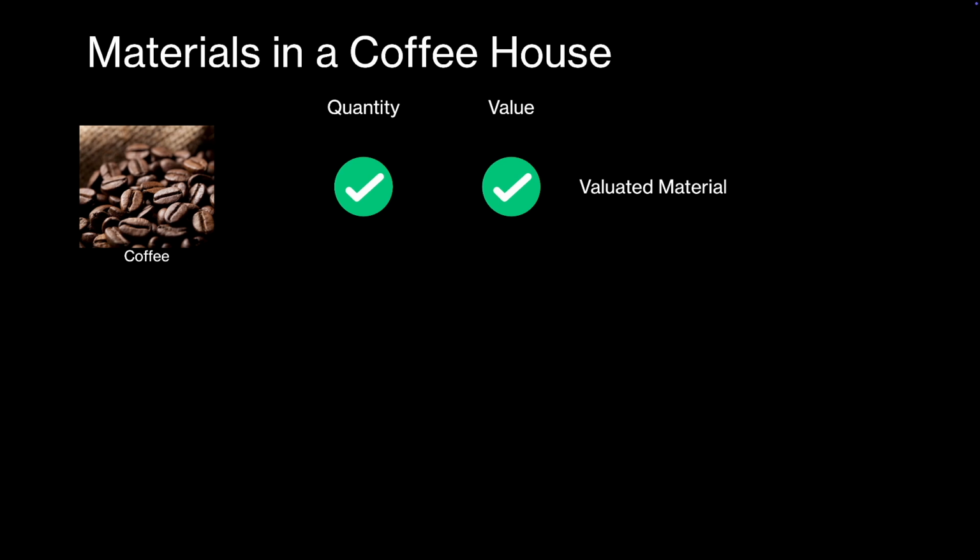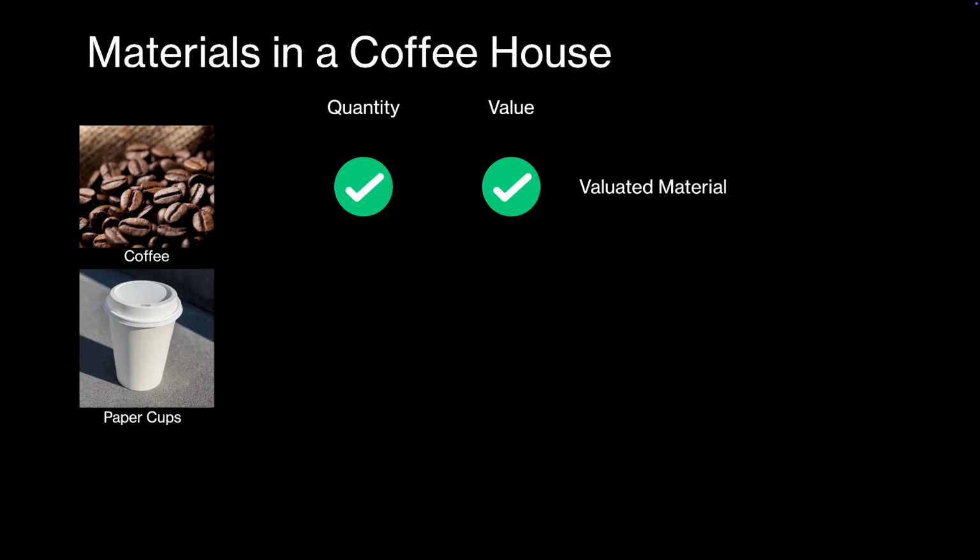Now let's say that you have another material, that is paper cups. Now a paper cup is a very low value item. At any moment of time, you would want to know how many paper cups are there in your coffee house, but you will not be more interested in tracking the value of those cups because you have to do the planning of the inventory. So you will want to track the quantity of those paper cups, but you will not be much interested in the value of those paper cups. So this kind of material where you are tracking the quantity but not tracking the value is called a non-valuated material.